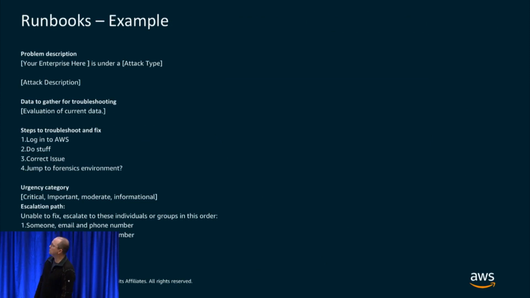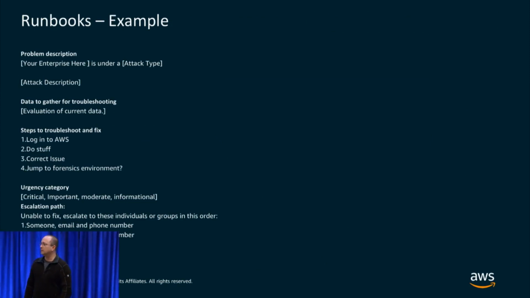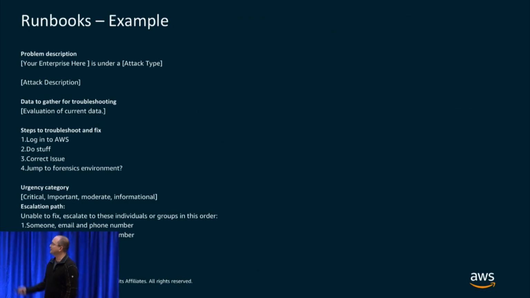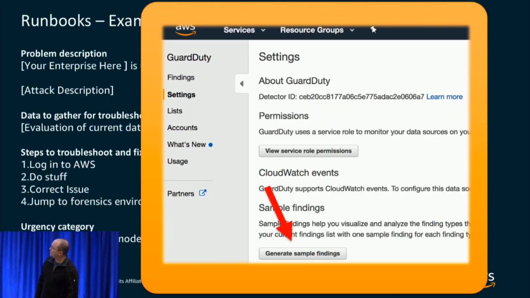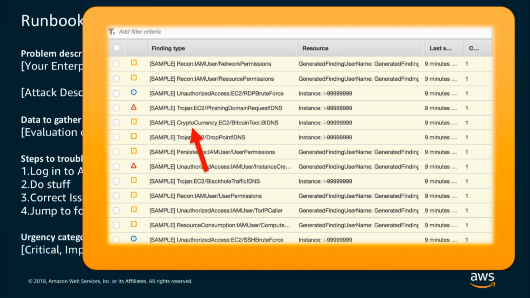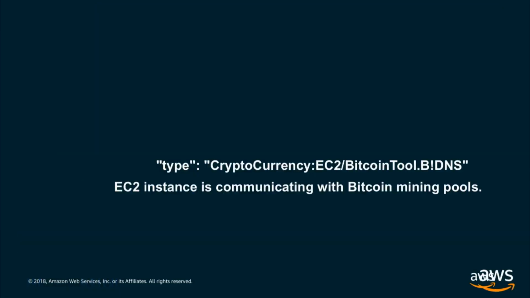All right, so runbook example. Basic runbook example for you so you can go ahead and start doing this for yourselves. You'll be able to download the slides. To generate the sample findings, there's the button. You get a whole list, and whoosh.